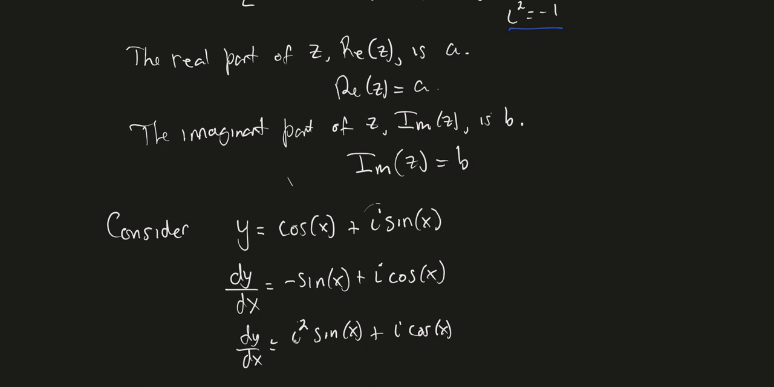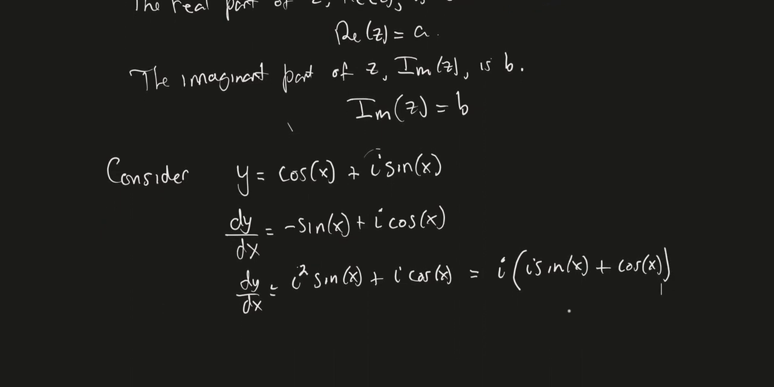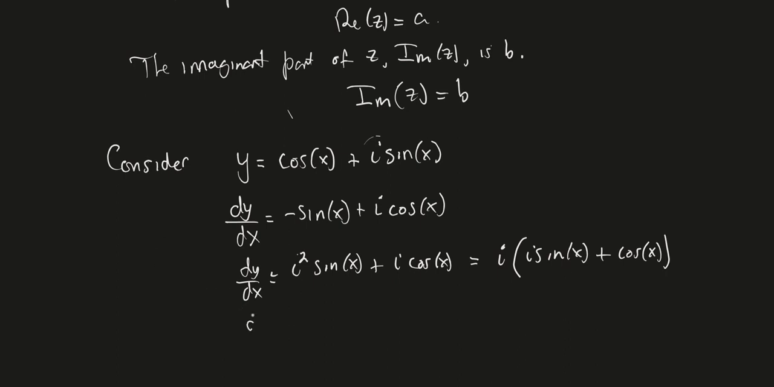Well, now that I have an i that's common to both of these terms, I'm going to factor out an i. So when I factor out the i, I'm going to be left with i sine x plus cosine x. But that's kind of interesting, right? So interesting that I'm going to write it a second time. So here's my i, and then I'm just going to put the cosine of x first, and then the i sine of x second. But look at this, and look at this.